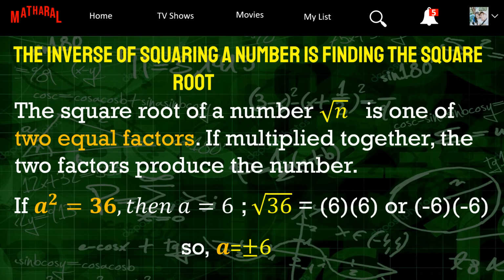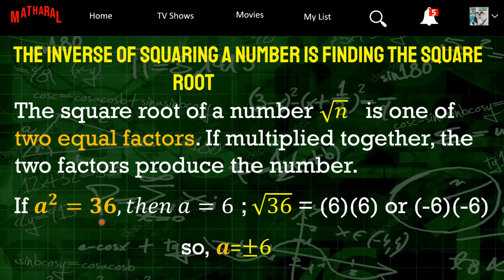The inverse of squaring a number is finding the square root. So parang tayo ay pabalik sa proseso. But in here, it says, the square root of a number n, ito po yung symbol na yan. The square root of a number is one of two equal factors, if multiplied together, the two factors produce the number. So, for us to understand this, let's proceed on this.